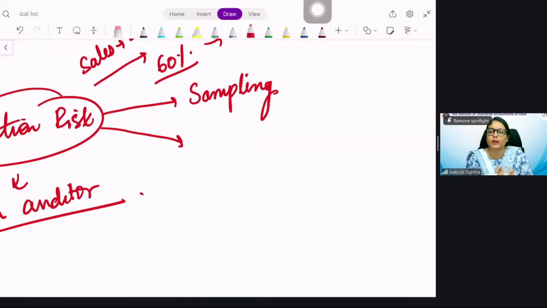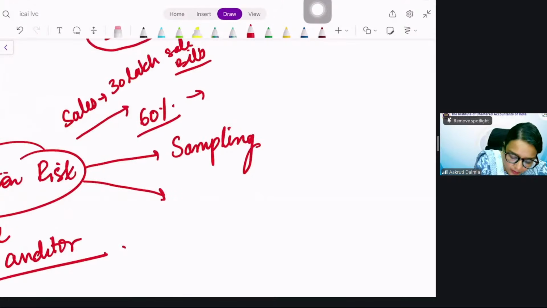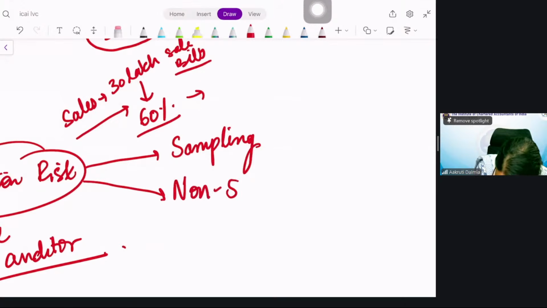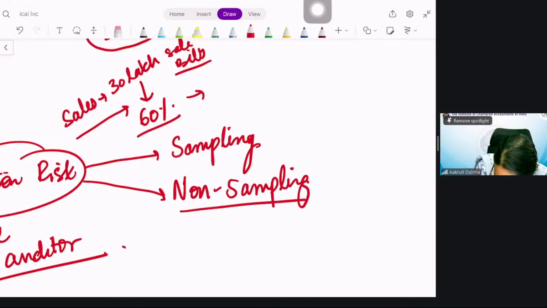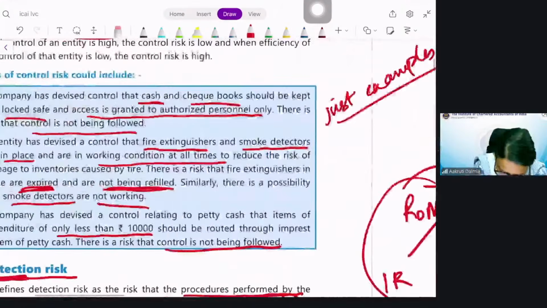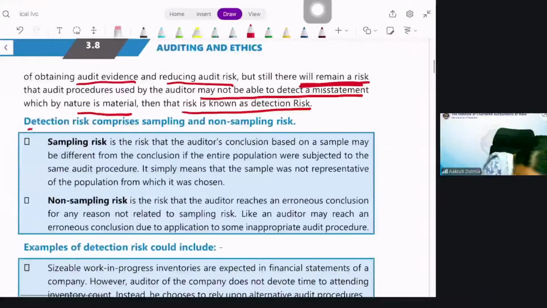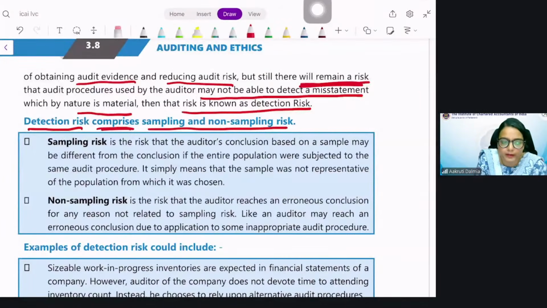It means I sampled correctly. Out of 30 lakhs, the 60% sample was correct. But when I was checking those samples, I did not use the right procedures, or I did not do the right analysis. Is that possible? So even though the sample was correct, when I was checking it, I was not using the right procedure or right analysis. My experience was not right. My judgment was not right. So due to non-sampling risk, detection risk can happen due to sampling also, and due to non-sampling risk also. So if you see the book now, detection risk comprises sampling and non-sampling risk.